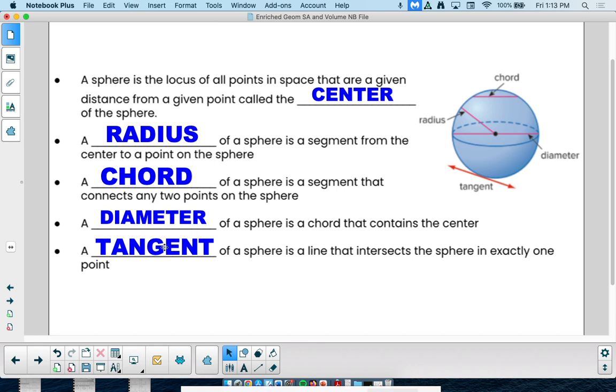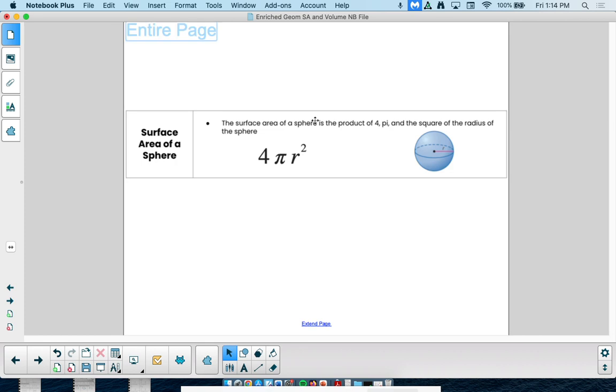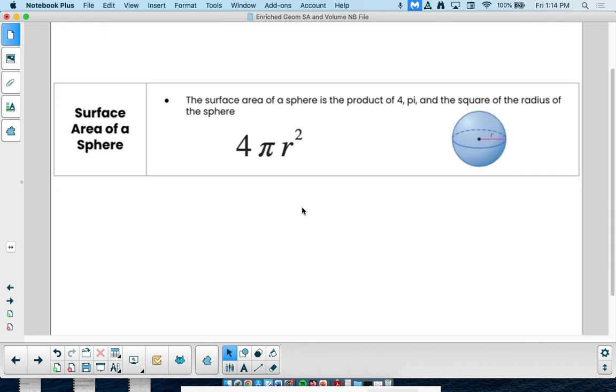This is more of a fun fact. You'll talk more about a tangent in Algebra 2 and pre-calc, but it's something you can remember for later on in your life. Okay, our formula for the surface area of a sphere is 4 pi r squared.